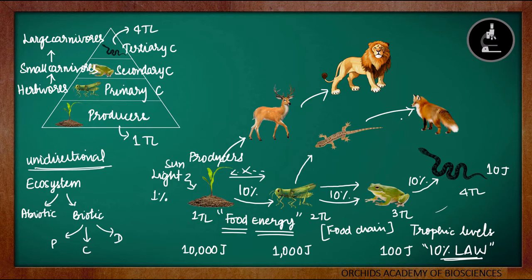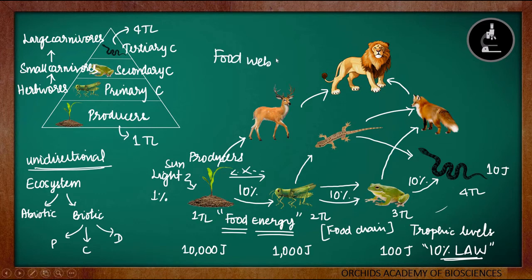Now all these food chains can also be interlinked. How can it happen? What if this lizard is being eaten by the snake, or this frog is being eaten by this fox, or the fox is being eaten by this lion? So there are 3 different food chains which we got now. But now there is an interlinking between the food chains themselves, or we can say there is an interconnection between the food chains, and this is called a food web.